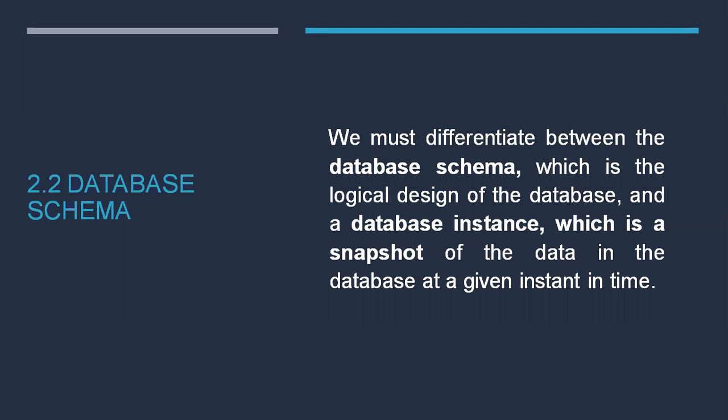We have already learned what is meant by schema. We know that schema is nothing but a design of a database. Now, we must differentiate between a database schema and a database instance. Database schema is nothing but just a logical design of a database. But a database instance is nothing but a snapshot of the data in a database at a given instant of time. Now, we will take an example of database instance.